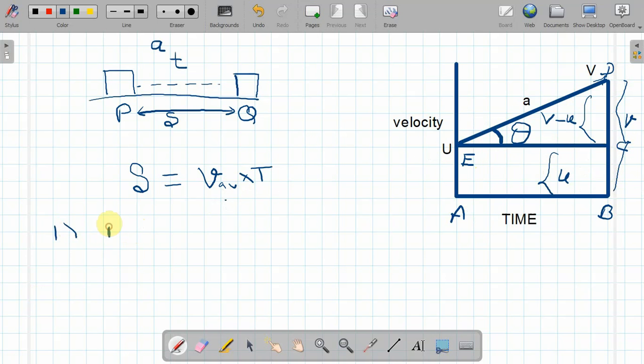Number one, area of triangle DCE is equal to, as per the basic definition of geometry, half into base, which is EC. EC is nothing but the time t, into height. What is that height? DC. DC we have already found out, V minus U. So we will write half into base into height.